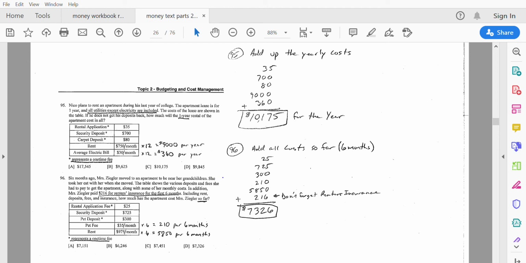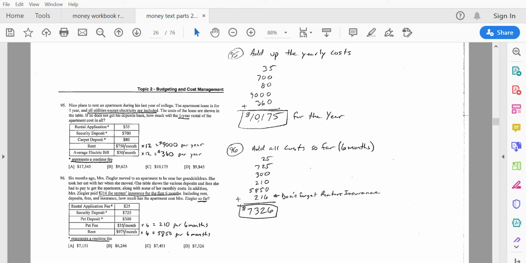So far means 6 months, because she moved in 6 months ago. So we have to look for the cost so far. So all these costs, we have to make sure that we do it for a 6 month period of time. So this is almost exactly like number 95, except that was for a year. So we had to multiply some things by 12. Here, there's some of the same type of things.